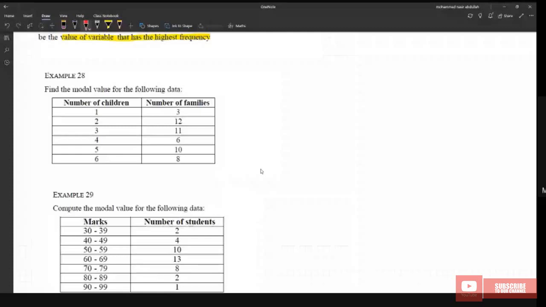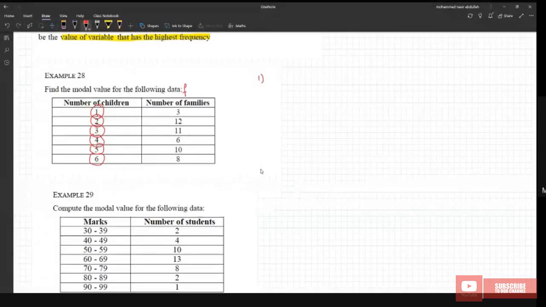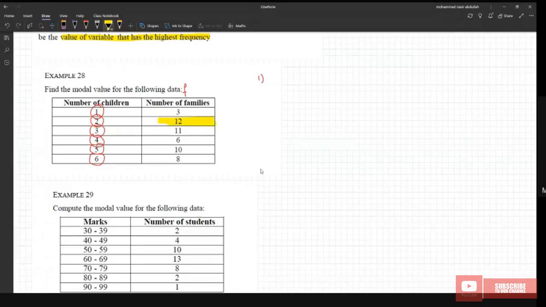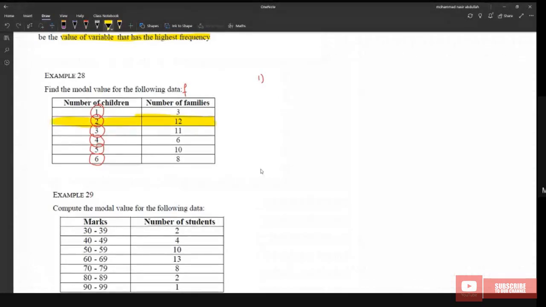We have a frequency table without a class size. So this is no class size. We have a unique value for each class, and this is the frequency value. First step, we need to find the modal class. The modal class is the class that has the highest frequency value. So the highest frequency value is 12. So this is going to be your modal class, right? So since we don't have a class size, the mode is equal to 2.